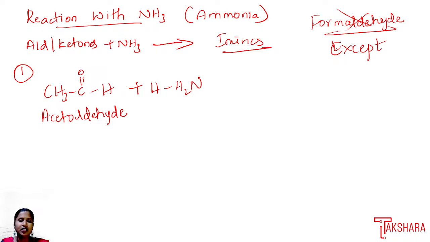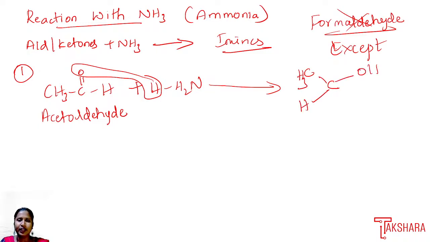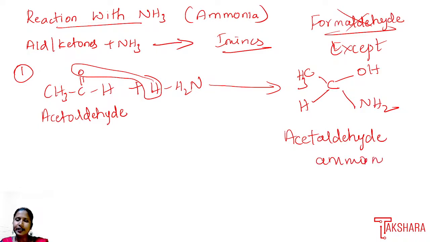So now when acetaldehyde is treated with ammonia, the H first combines with oxygen as OH, and we get the product CH3 with OH on one side and NH2 on the other side. The combination of all the groups forms the product, the acetaldehyde ammonia product. Again, when the acetaldehyde ammonia undergoes the reaction, it is going to remove a water molecule.